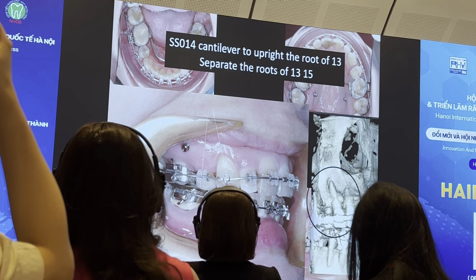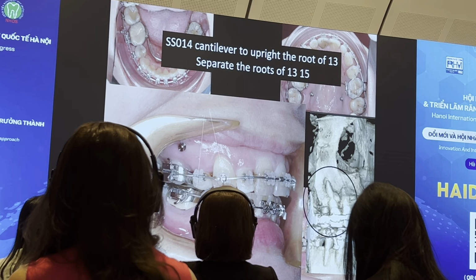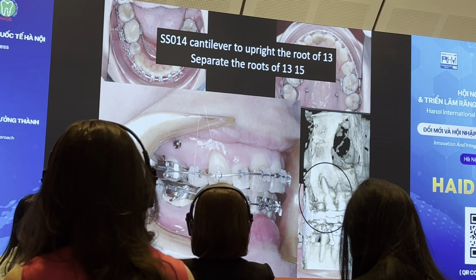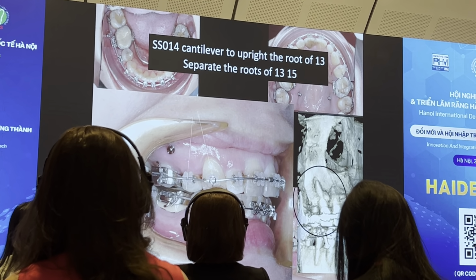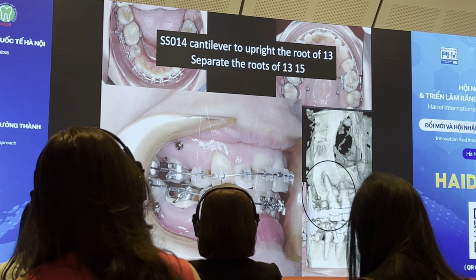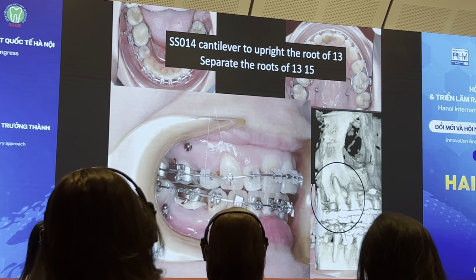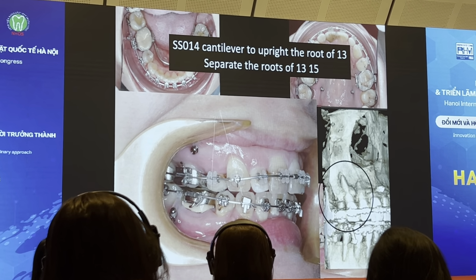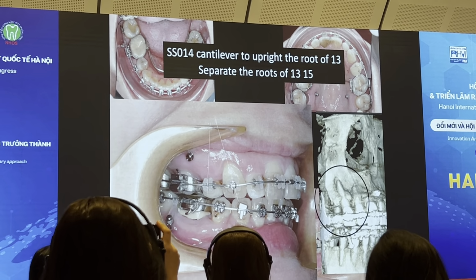When there was enough space for the alignment of 1-5, a single steel 014 cantilever spring was inserted at 1-3 to move its root mesially, as the CBCT 3D rendering showed that the roots of 1-5 and 1-3 were overlapping with each other.